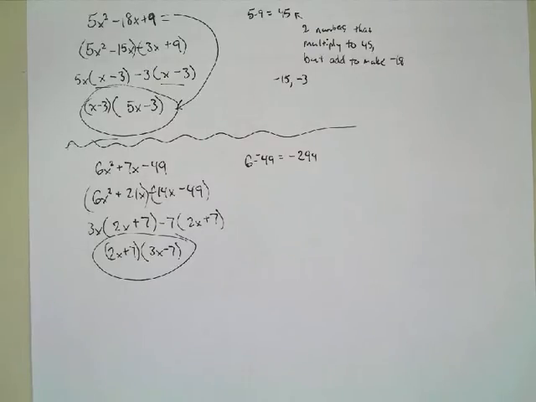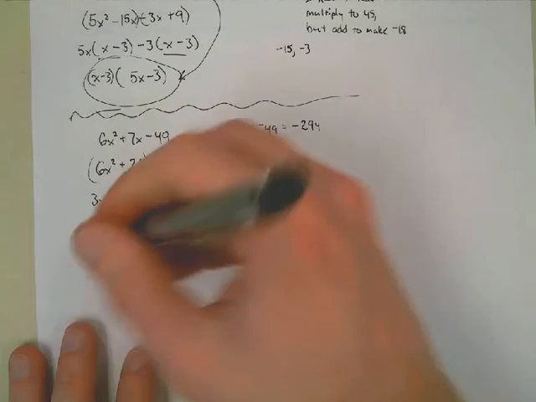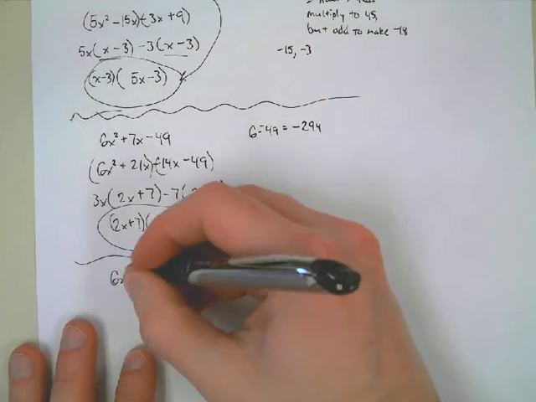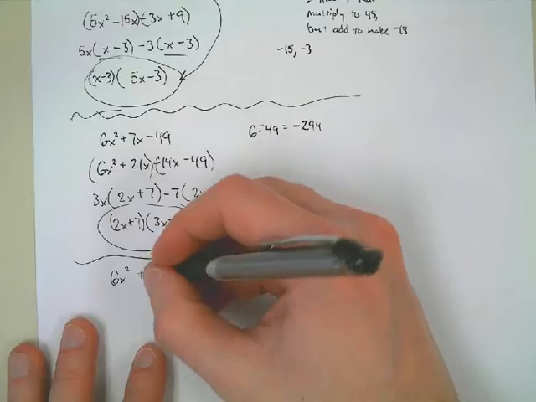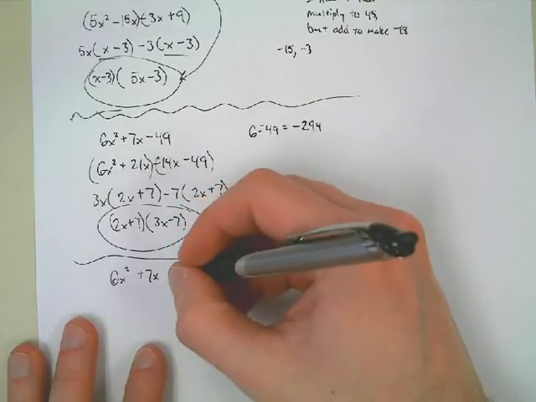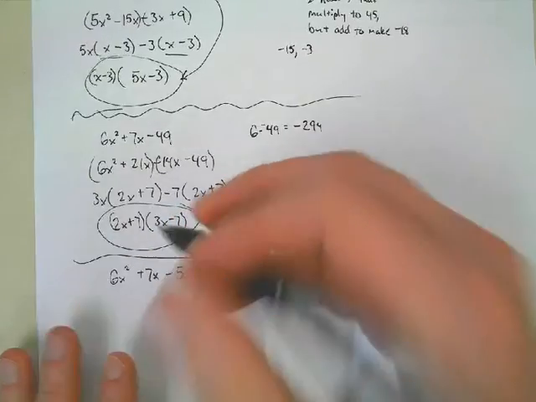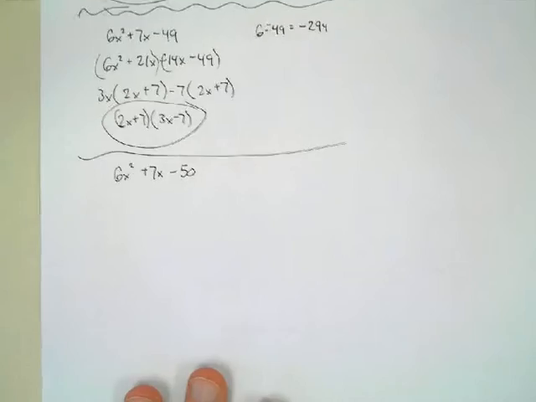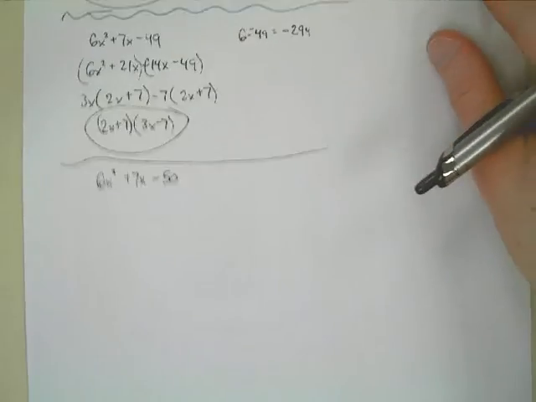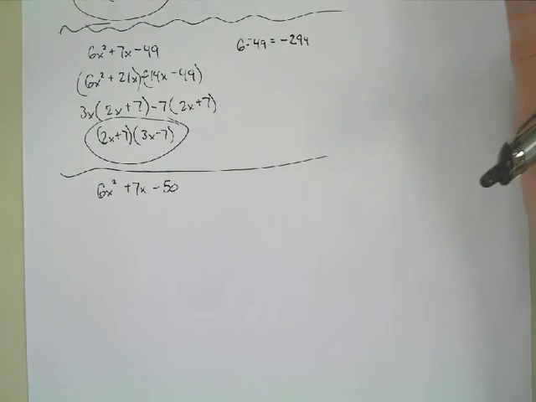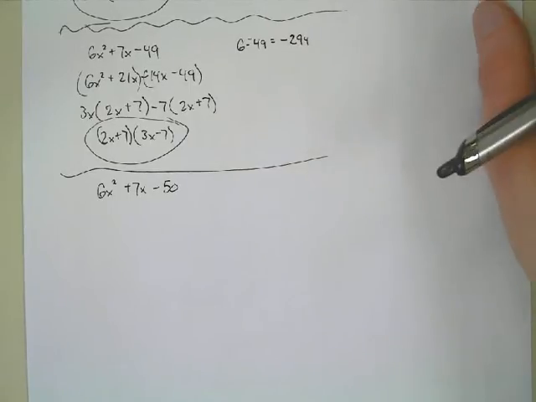Okay, let me just check something here real quick. Okay. So now let's just slightly change this problem. 6x squared, okay, plus 7x. And instead of saying minus 49, let's say minus 50 now. Okay, if you want to write this one down, you can, or if not, you can just kind of follow along with it. This one's just to kind of see what happens here. So we try and factor this one.